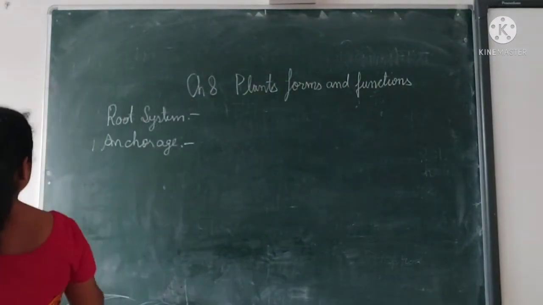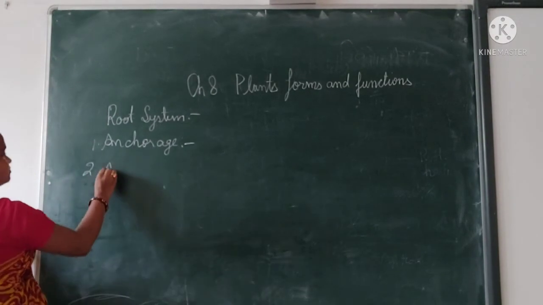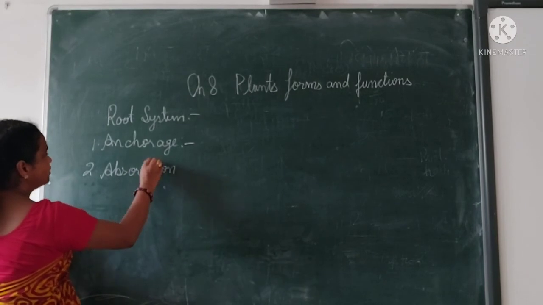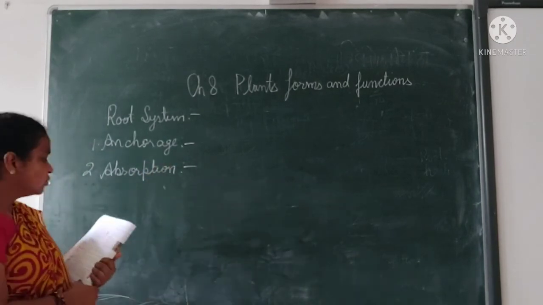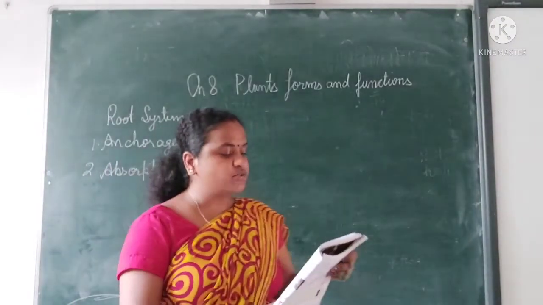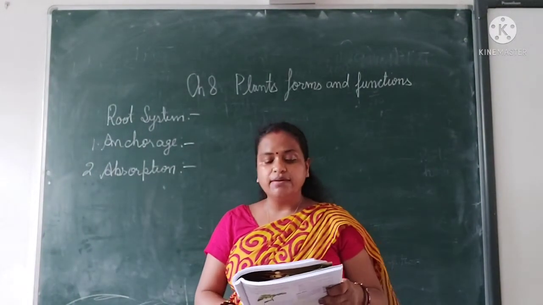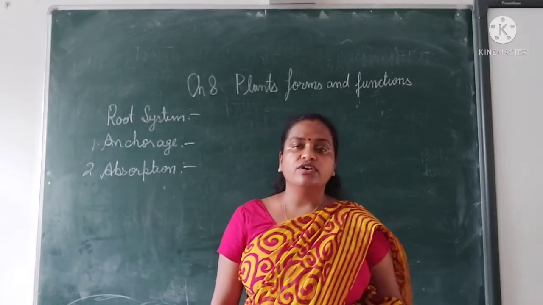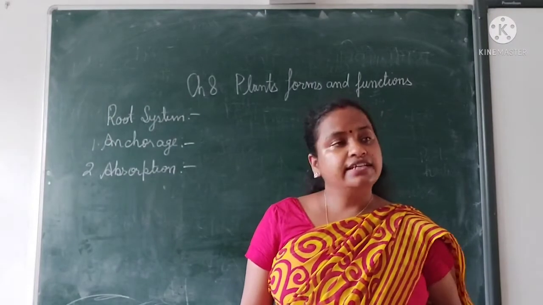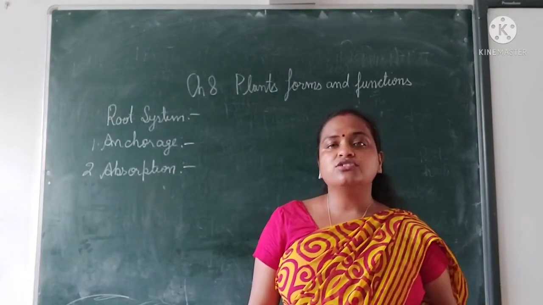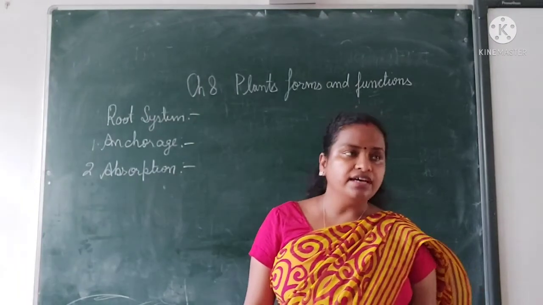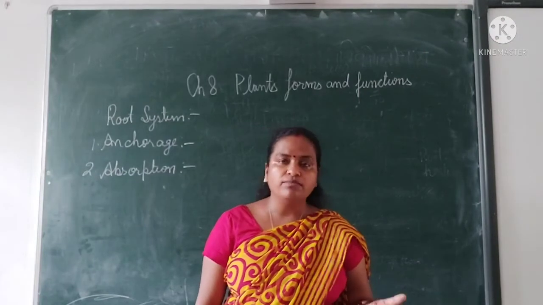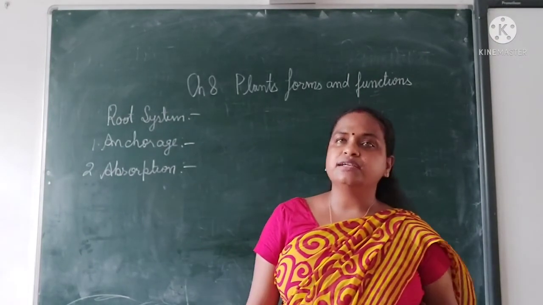Then next is absorption. What is absorption? Roots absorb water and nutrients from the soil and transport them through the stem to the leaves. That I have already told you. It collects water from the soil and gives it to the other parts of the plant, that are leaves and stem. From where does the root collect the water and minerals? From the ground, from the soil, and transports it to the other parts of the plant.